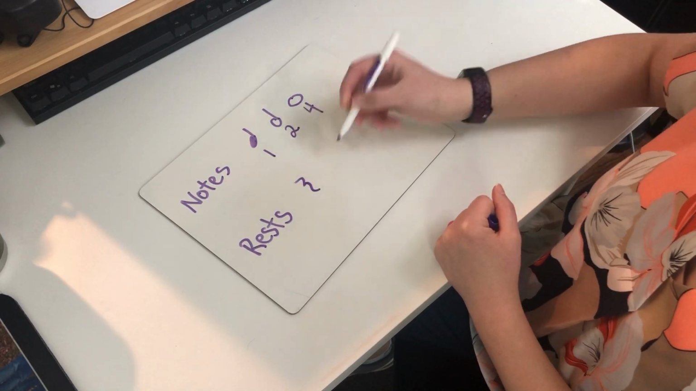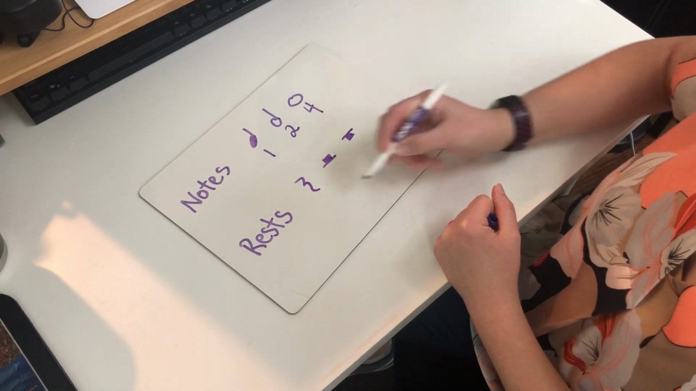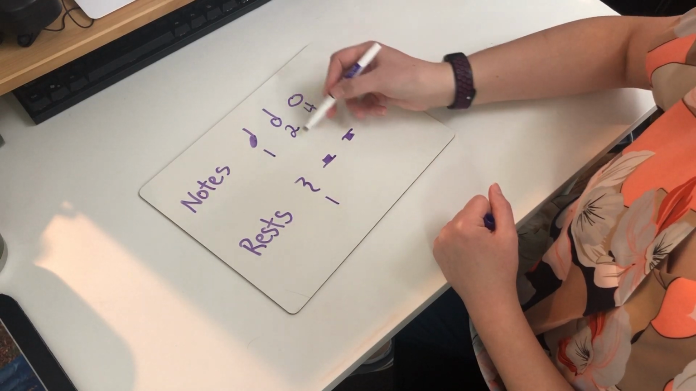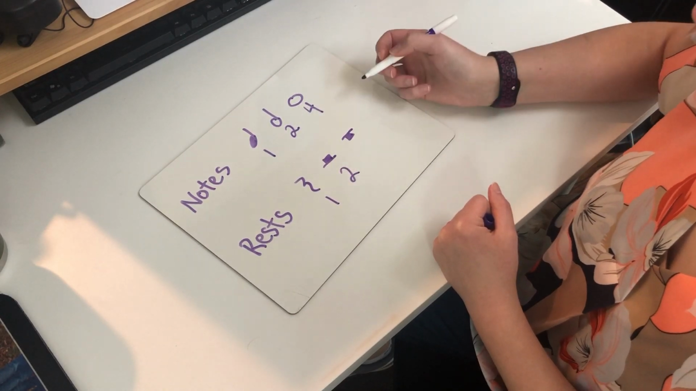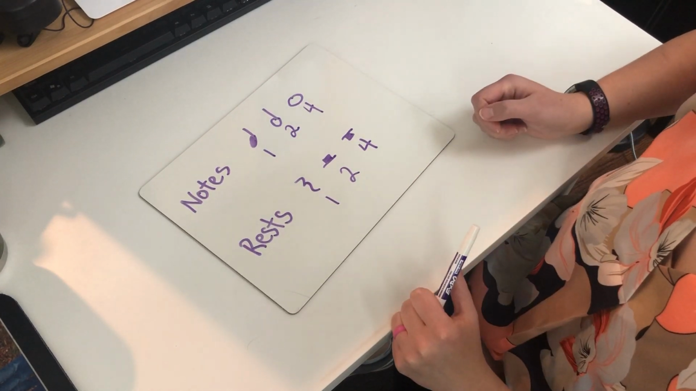Rests can last for any amount of time. This is called a quarter rest, lasts for 1 beat. Half rest lasts for 2 beats, and whole rest lasts for 4 beats.